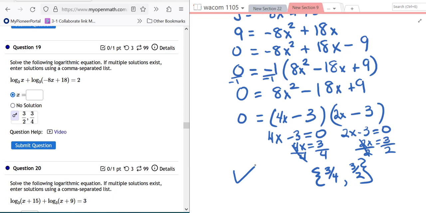Because on lots of these problems, you'll get an answer thrown out. So just a heads up there. When you start getting no solution or one of them thrown away when you have two, don't be surprised. That is very common. All right, that was 19.